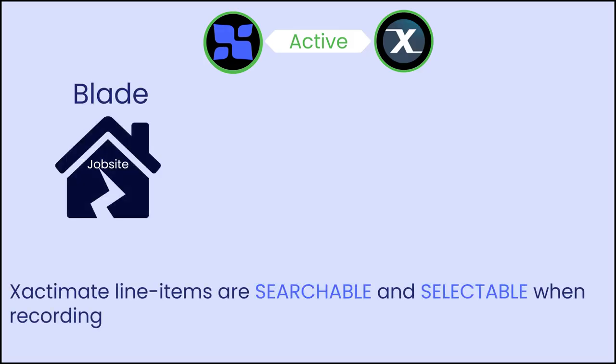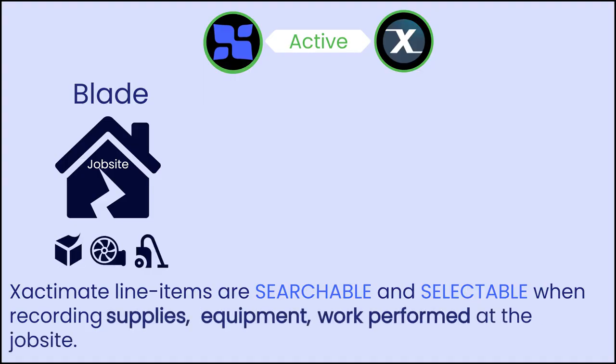Let's start by explaining how Blade and Xactimate work together so you have a better idea what to expect when you activate Xactimate integration. First, Xactimate line items are searchable and selectable within Blade when recording supplies consumed, equipment used, and work performed at the job site.